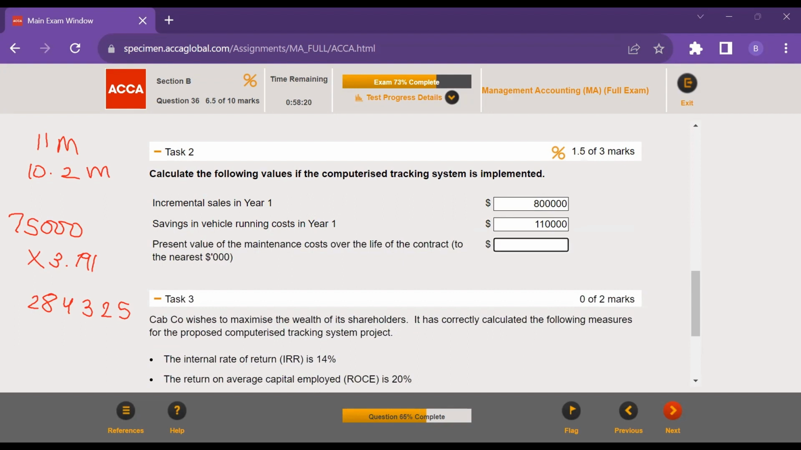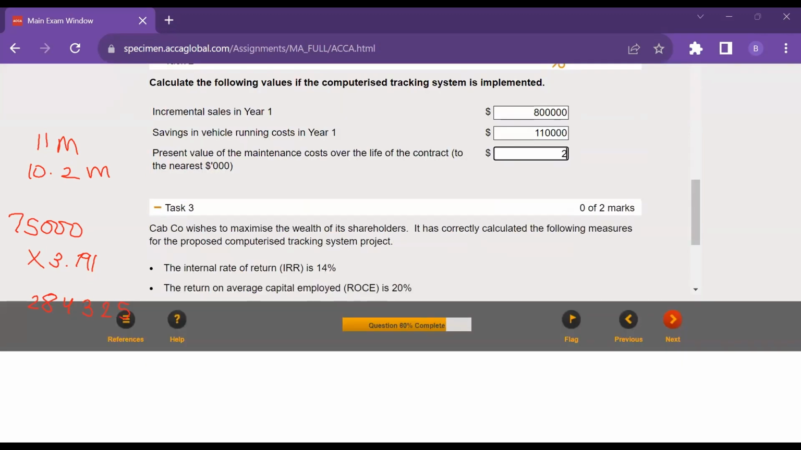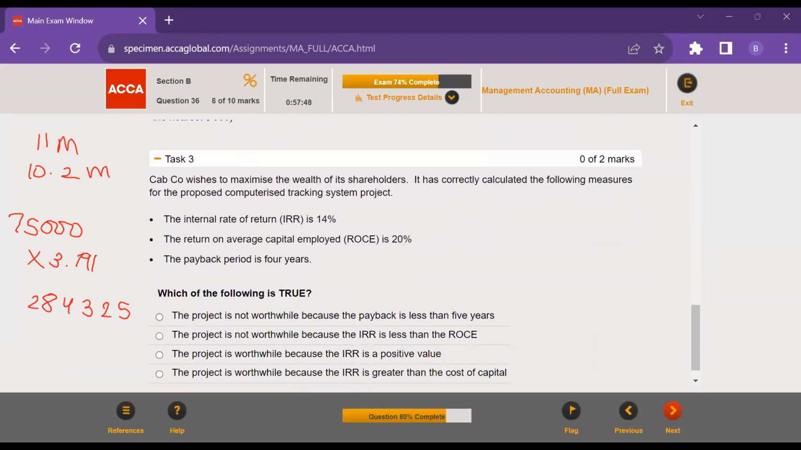Right. Moving on to this one now, we have to take it to the nearest thousand. So basically, this is 325. So I will round it down. It is lesser than 500. So I will make it 284,000. This is going to be my answer. 284,000. Right. Now I move on to task 3.